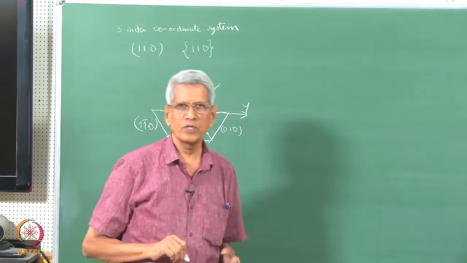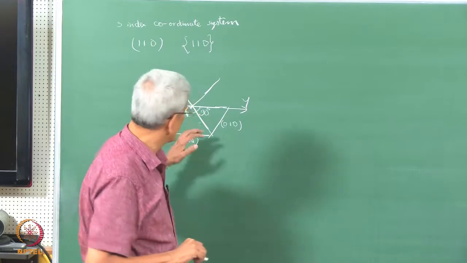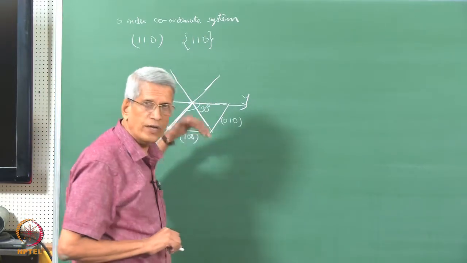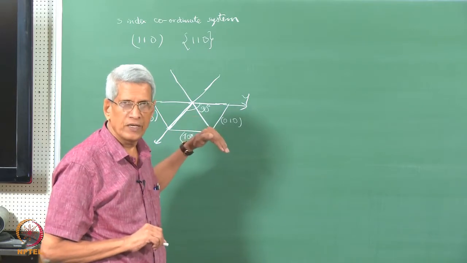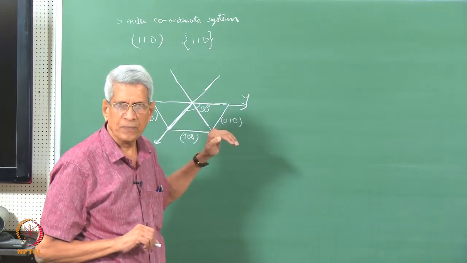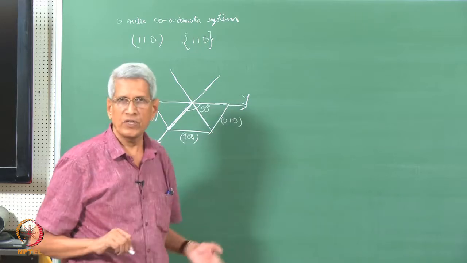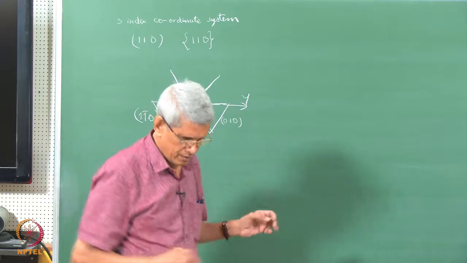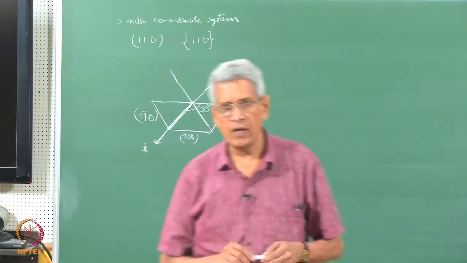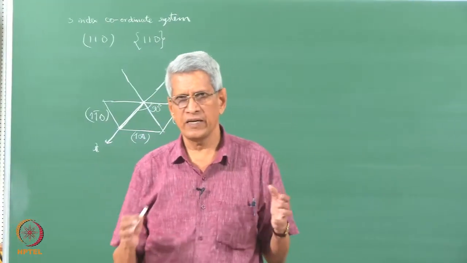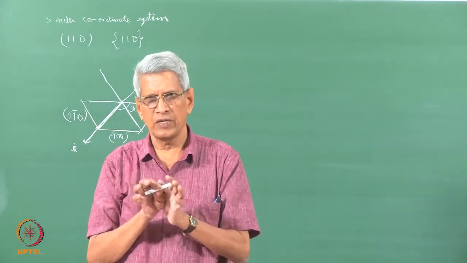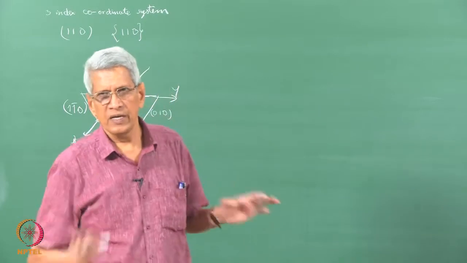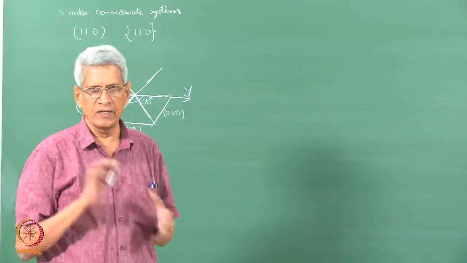How do we find out these planes? By first taking that plane and finding the intercept it makes with respect to the axes, taking the inverse of it, and if it is a fraction, multiplying by a number so that it is not a fraction, and removing the common factor otherwise. That represents the indices of the plane.